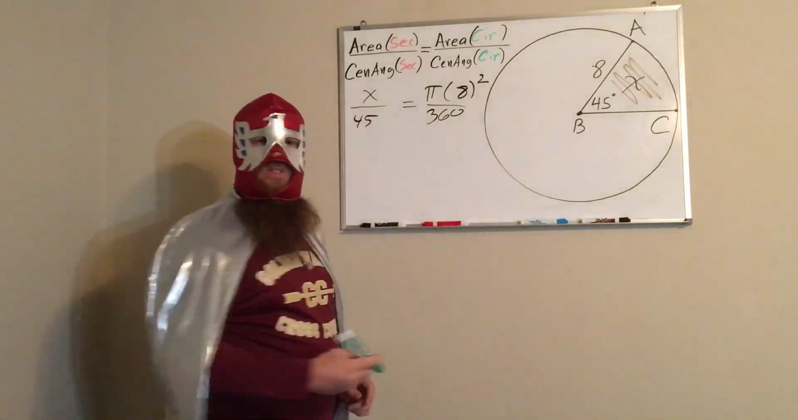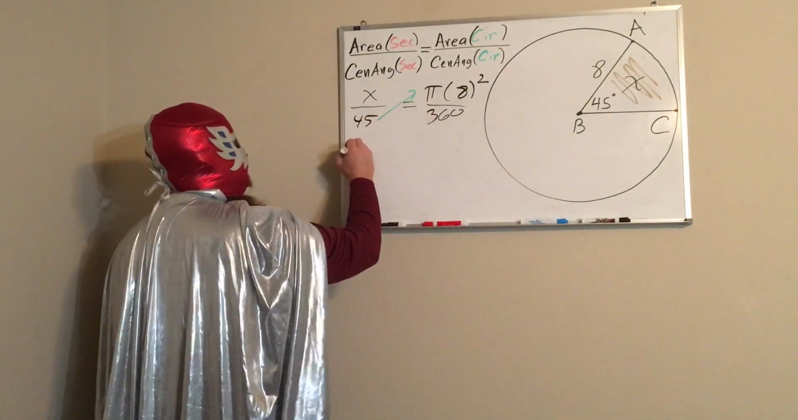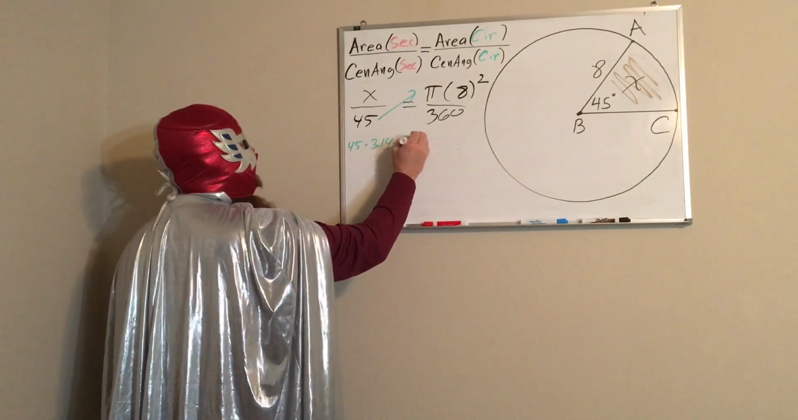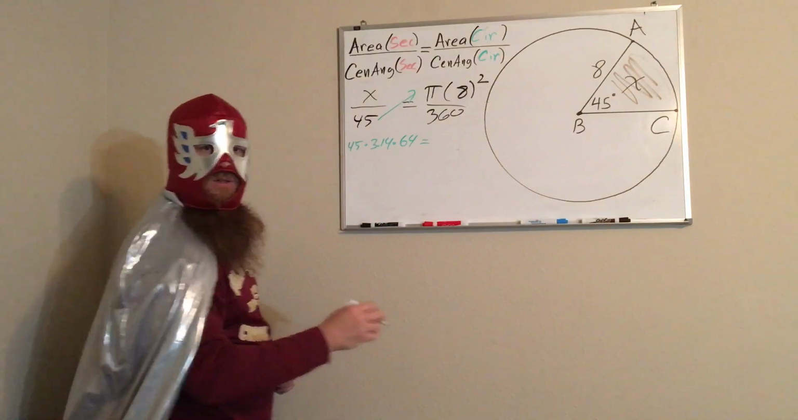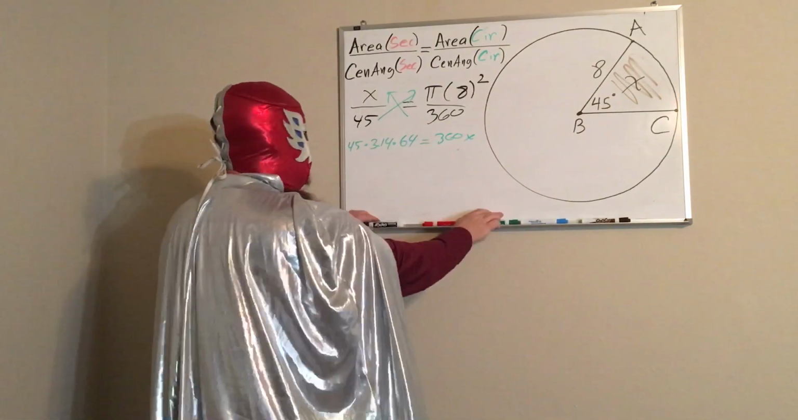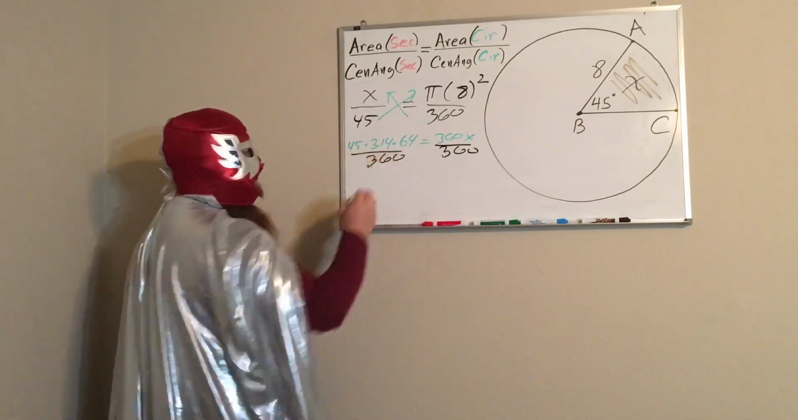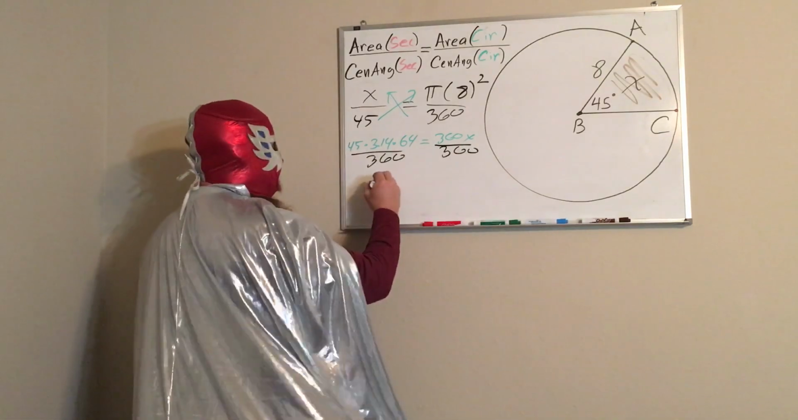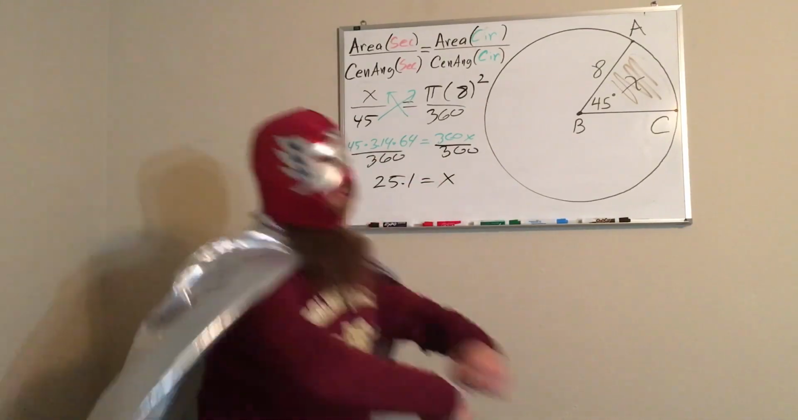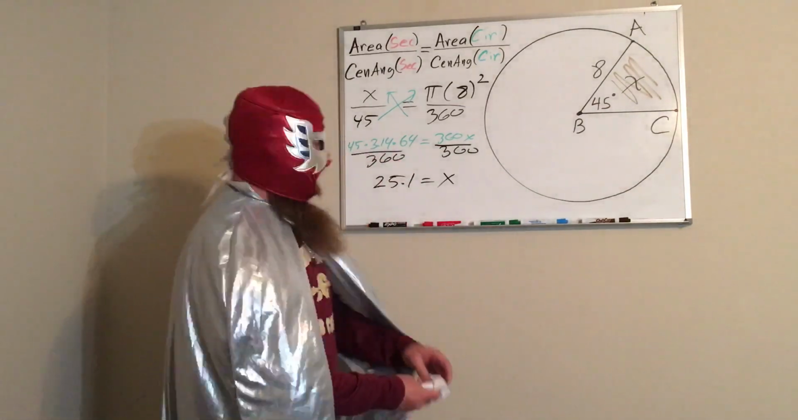And from here, we do a simple cross multiplication. 45 times 3.14 times 64 is equal to 360x. We divide both sides by 360. Let your calculator do the work. Round it to the nearest tenth. 25.1 equals x. Let us try another.